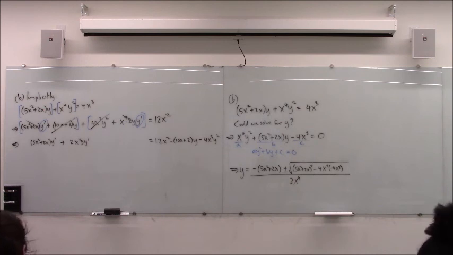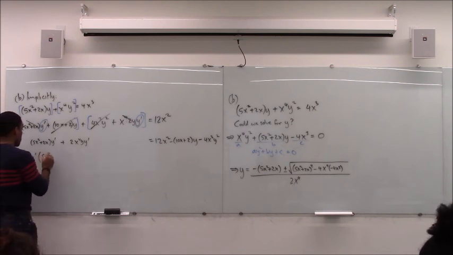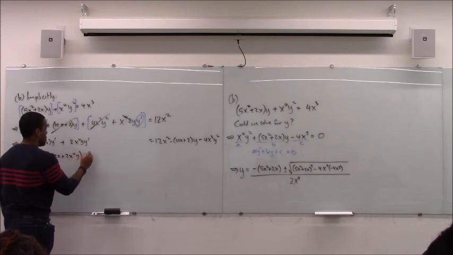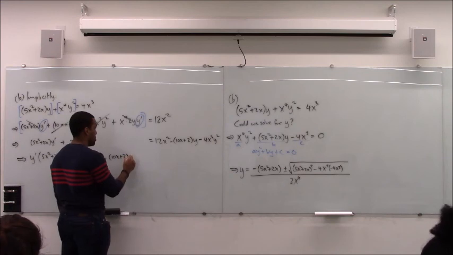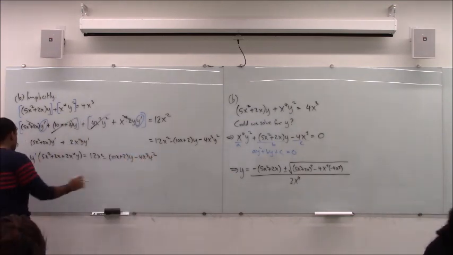Now what? Yeah? Take out y prime. Y prime is a common term. Divide the rest. And now you just divide by that whole thing.